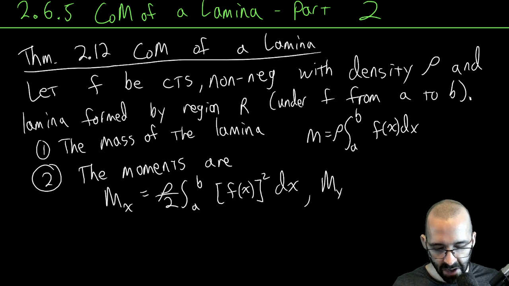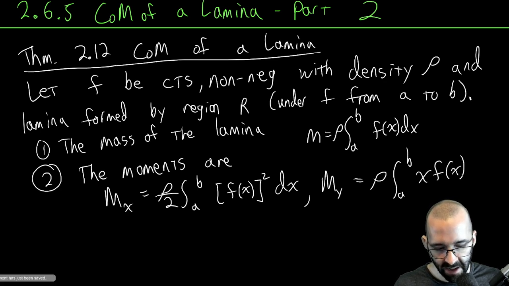That's the moment with respect to the x-axis and is useful for calculating y bar. And the first moment with respect to the y-axis is not the same. It's just rho times the integral from a to b of x times f of x dx.